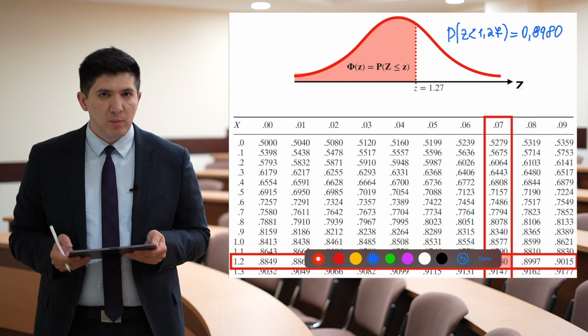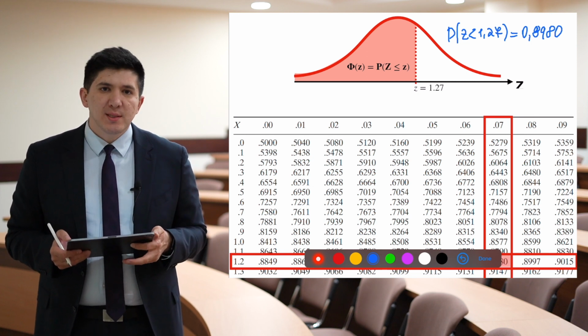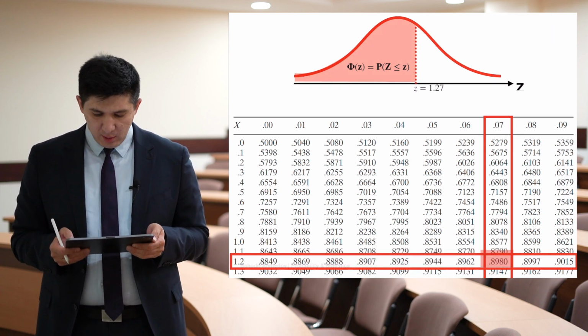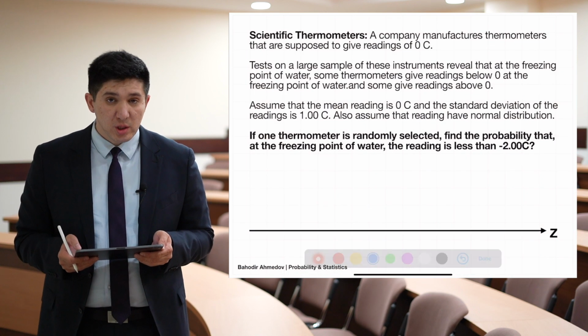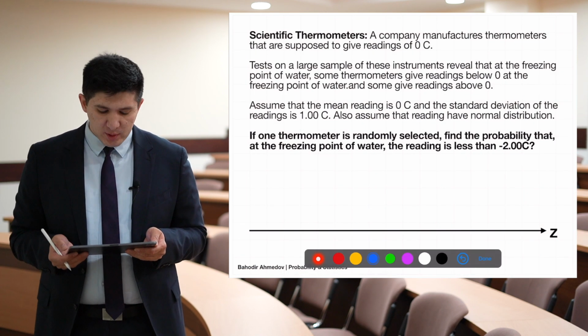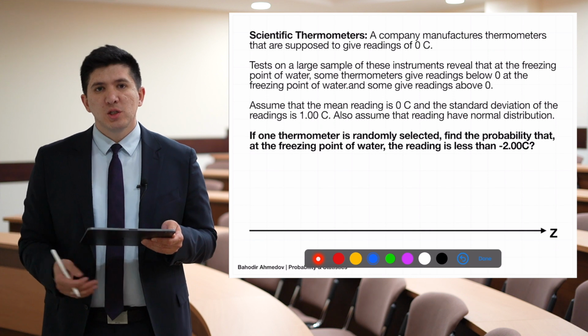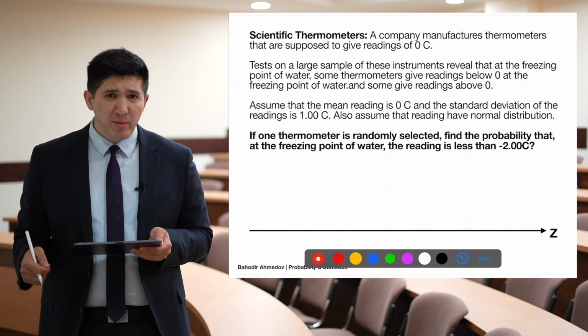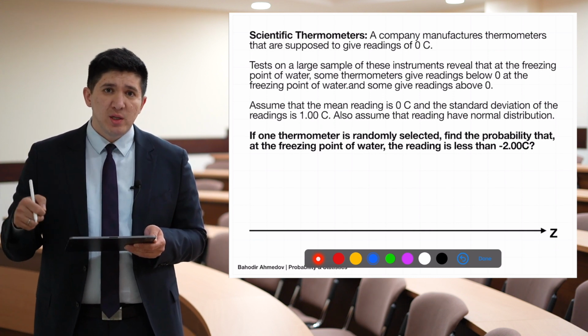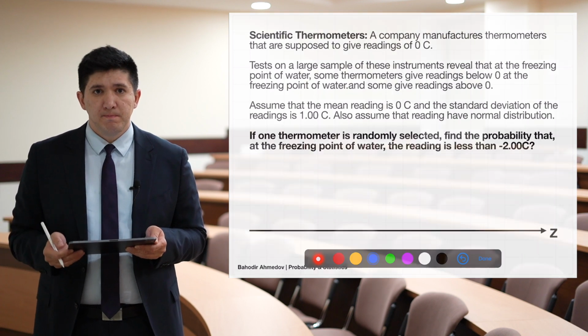This is how we evaluate the probabilities for the standard normal distribution just using this table. I'm going to do a couple of exercises on this. Another exercise is associated with the same problem we're solving. Now let's say I choose one of the thermometers. What is the probability that its measurement is going to be below -2?